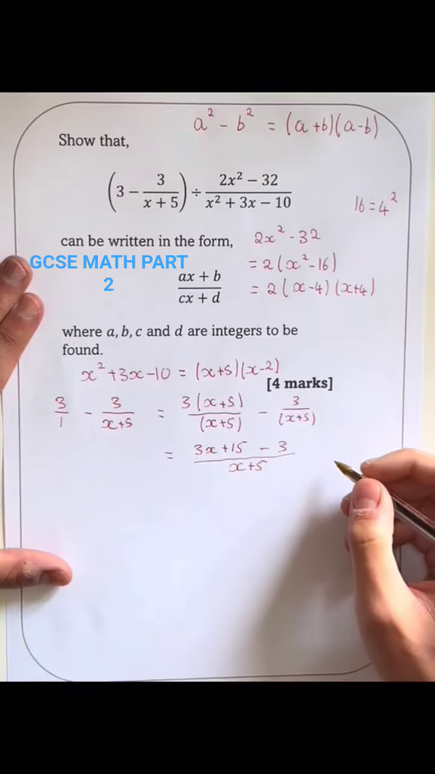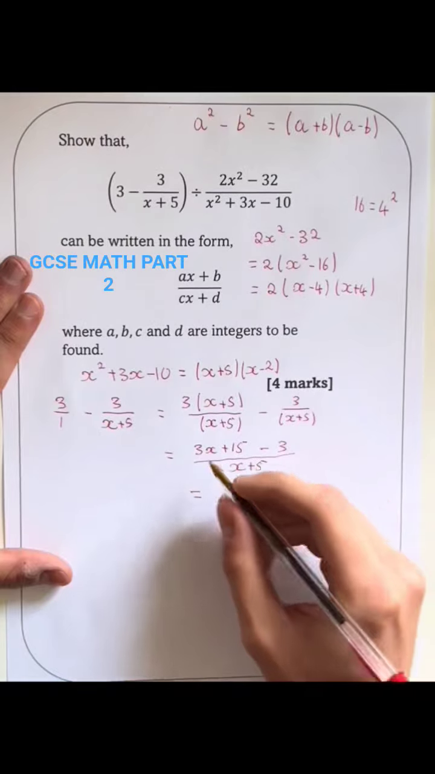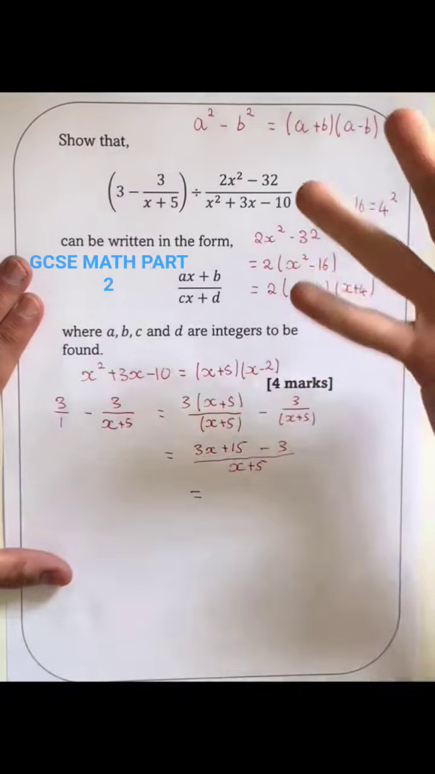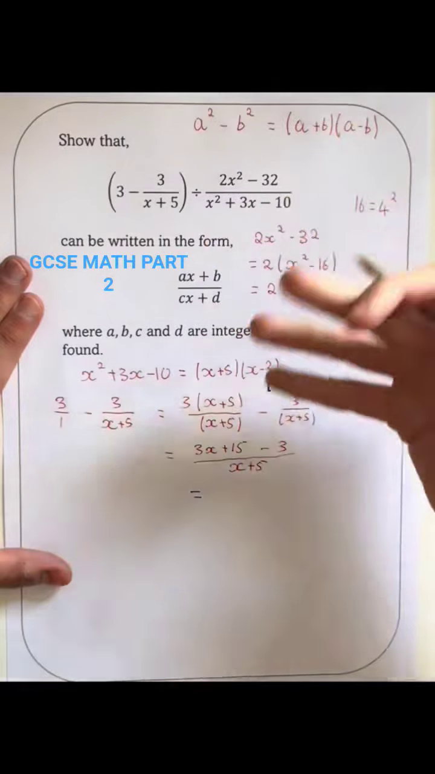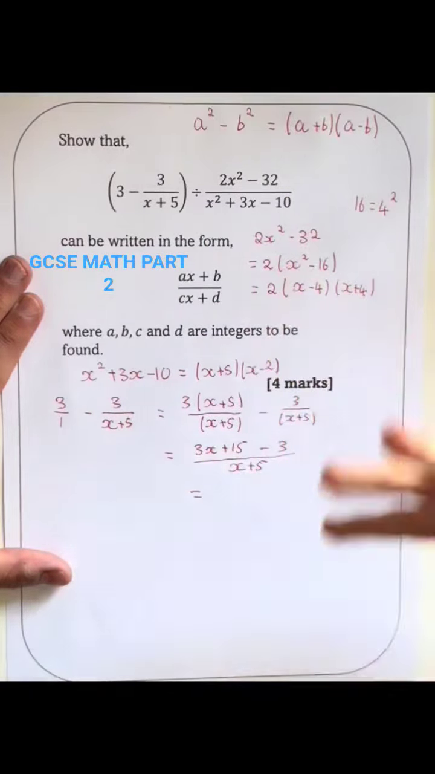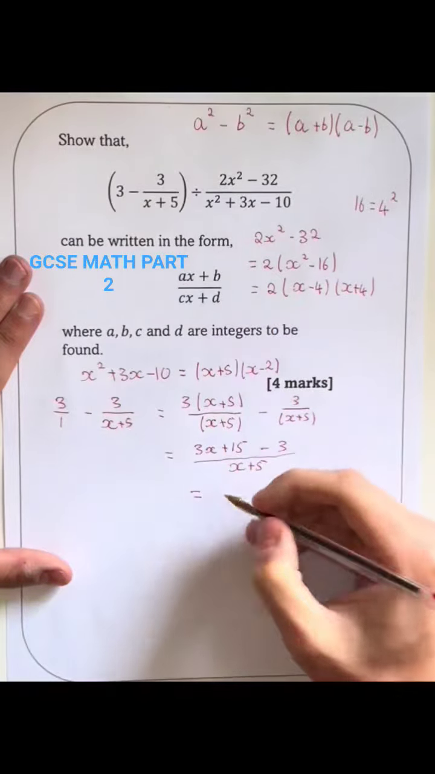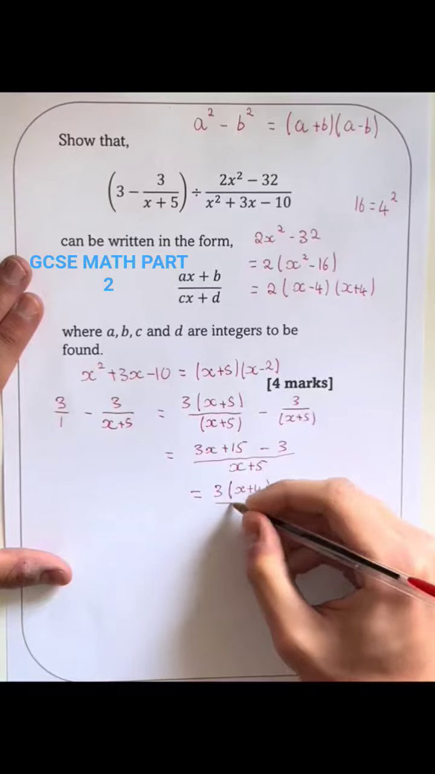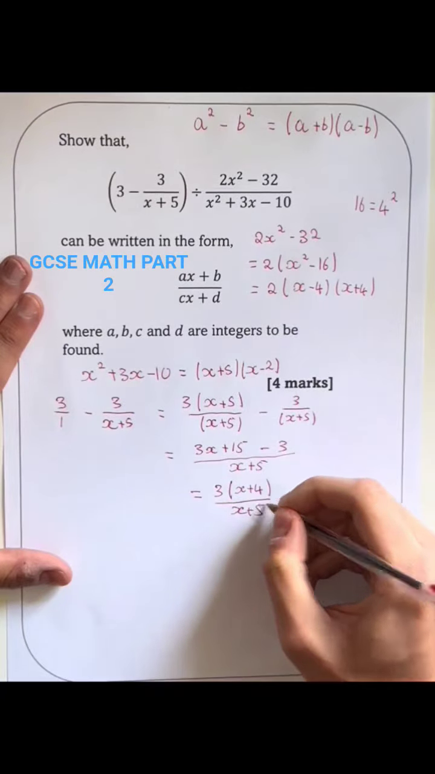x plus 5. And then I just tidy this up, right? This is going to be 3x and then plus 15 minus 3, that's plus 12. And if you notice, I can factor out a 3 there, and you should always look to factorize as much as possible when you're doing these questions, because that's going to make everything easier to simplify when you go ahead and do the division. So actually I have 3 lots of x plus 4 over x plus 5.